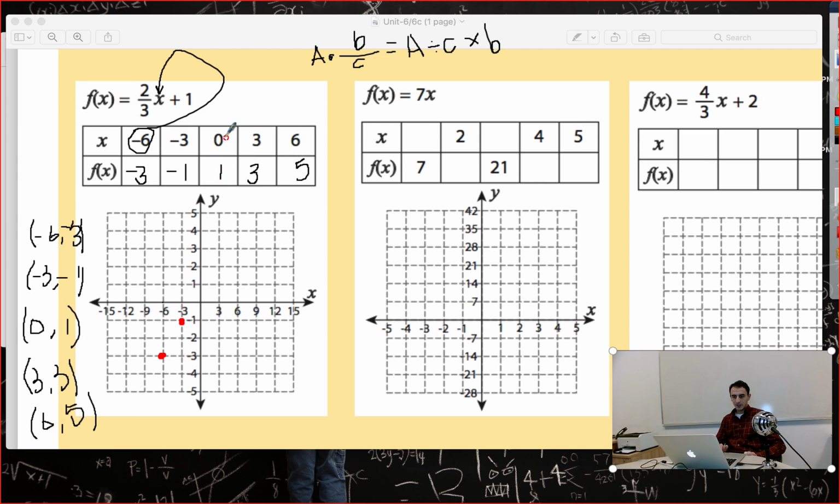(0, 1). 0 means no x and 1 on the y-axis. That's this point. (3, 3). This is this point. And (6, 5). 6 and 5 will be here. The third step has already been completed. And the last step is to connect the points, join the points.